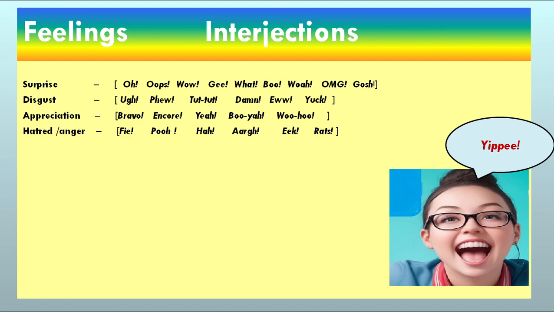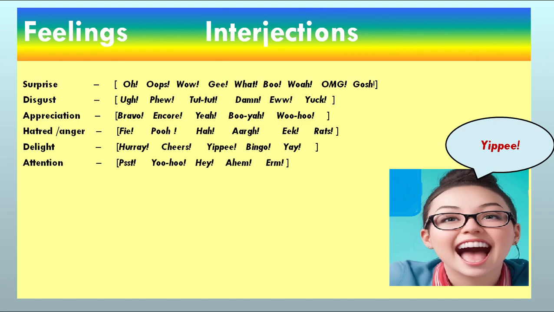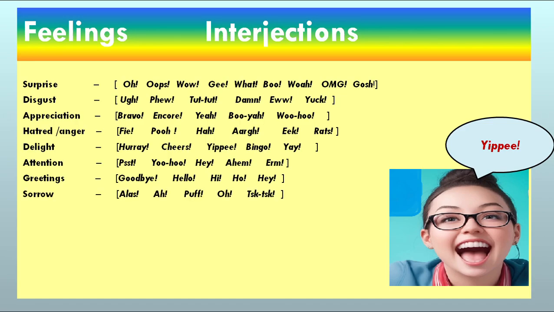For hatred and anger: fie, pooh, ha, ugh, eek, rats. For showing delight: hooray, cheers, yippee, bingo, yay. For attention: psst, yoo-hoo, hey. For greetings: goodbye, hello, hi, ho, hey. So these are all interjections. For expressing sorrow: alas, ah, puff, oh.